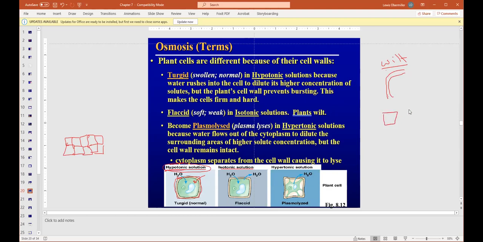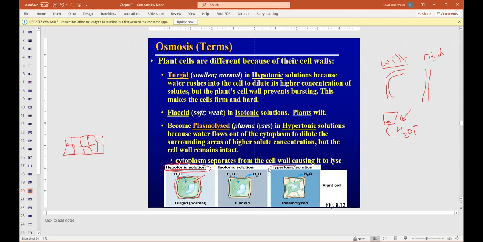Remember that we have water on the outside. You water your plants. The concentration of water is higher on the outside than on the inside. So water is going to move in, and that's going to cause them to be rigid and stiff. So when you're not watering your plants, they start to wilt. Eventually they'll dry out and they will die.